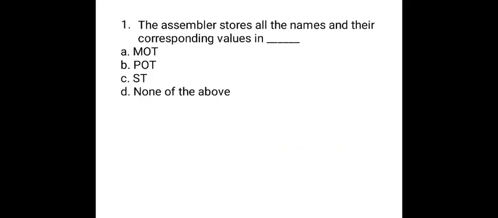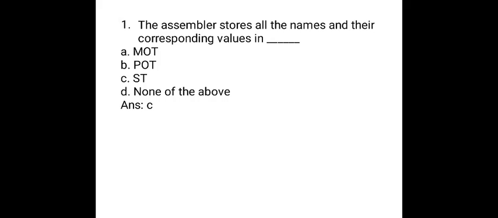So let's have today's session MCQs. The first question: the assembler stores all the names and their corresponding values in option A, MOT, that is machine operation table, or B, pseudo operation table POT, or C, ST, which stands for symbol table, or D, it is not stored anywhere in a table. I think you have guessed the correct answer, and the answer is C: the assembler stores all the names and their corresponding values in its symbol table.